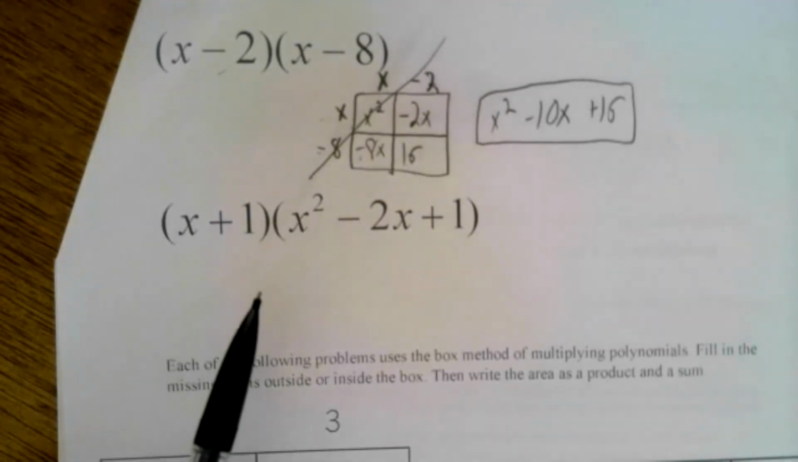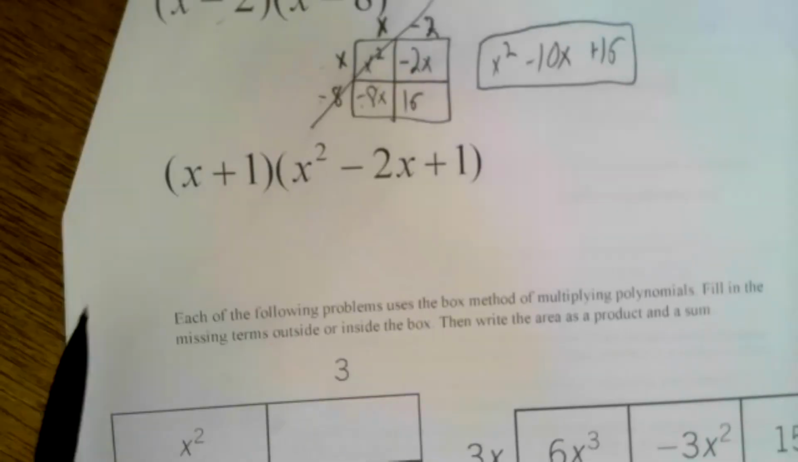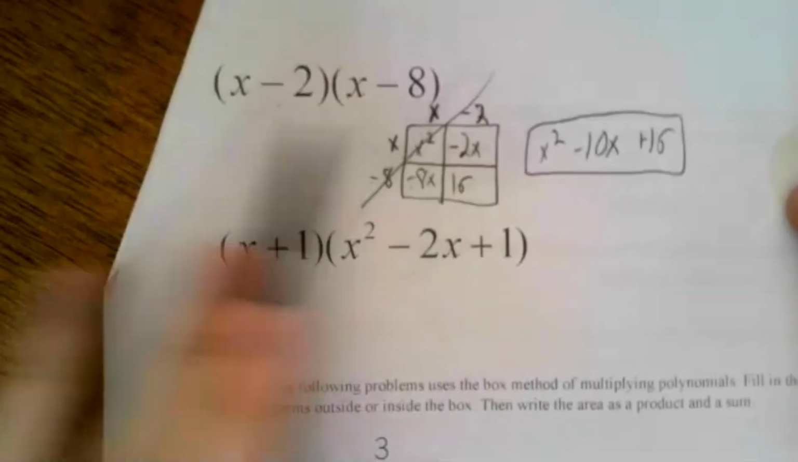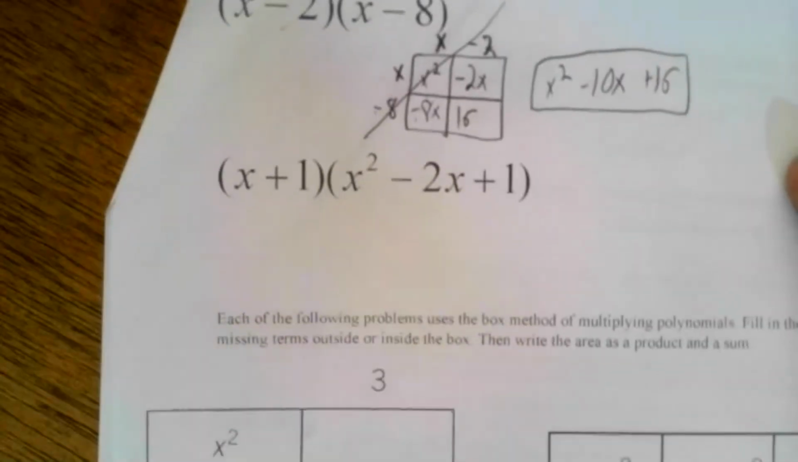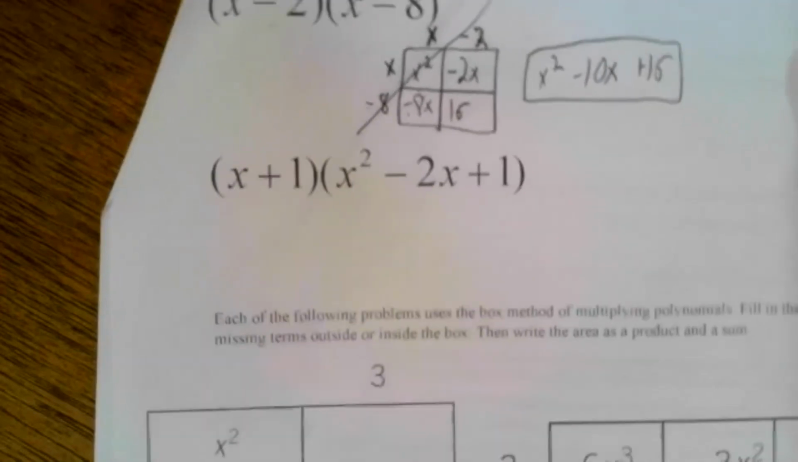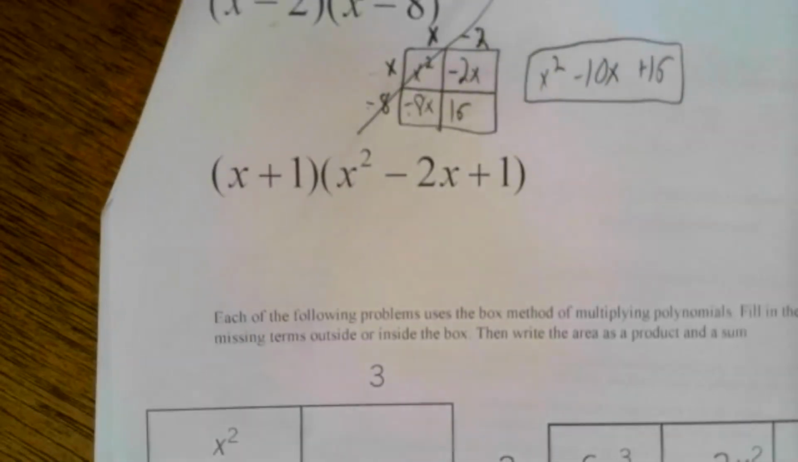What method do we want to use for the next one? I would say box, but because there's 3 terms in the second set of parentheses, would we not be able to use the FOIL method with that? Yeah, so the FOIL method only works on something like this one up here, where it's 2 terms multiplied by 2 terms. So this one, we actually only have 2 choices. And the box method is definitely going to be the easier of the two. So let's do the box method.